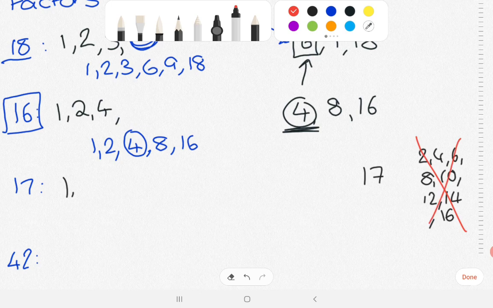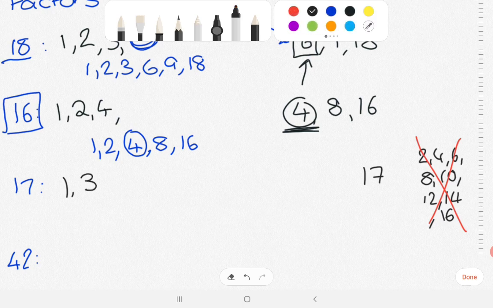Because it's an odd number. And if you think about all the even times tables, all the answers are even numbers. So I only need to check the odd numbers now, okay? Because I've got an odd number here, I only need to check the odd numbers. So after 2, because it's not in the 2 times table, we're looking for 3.